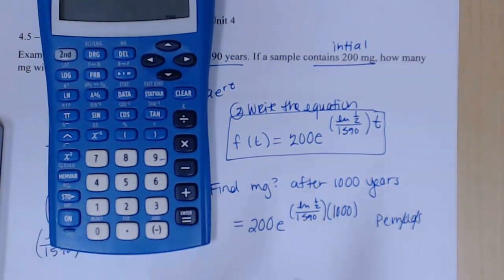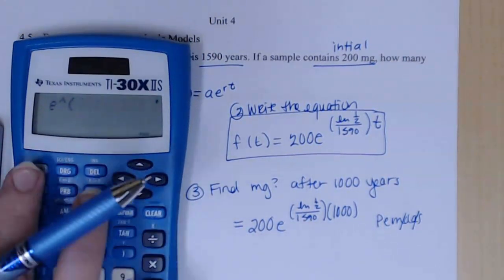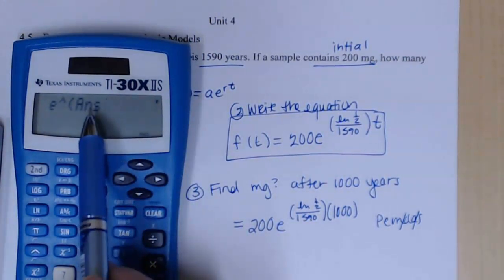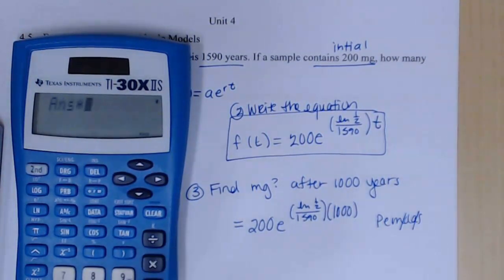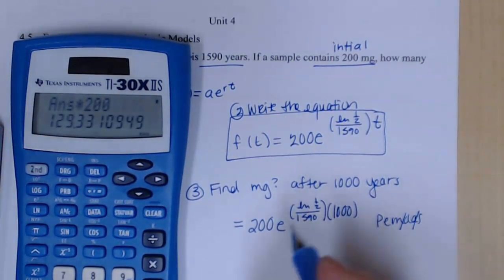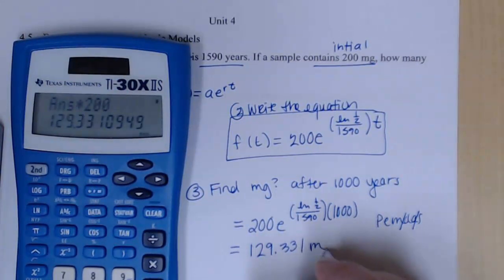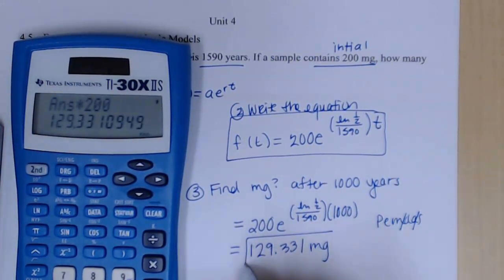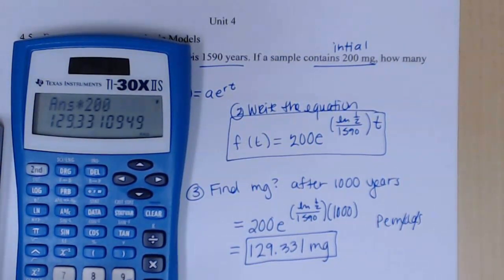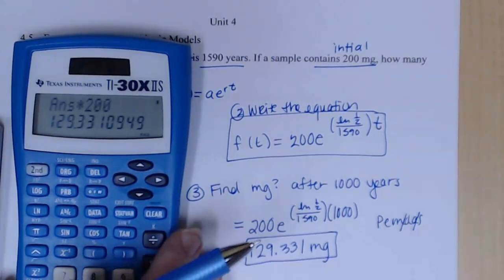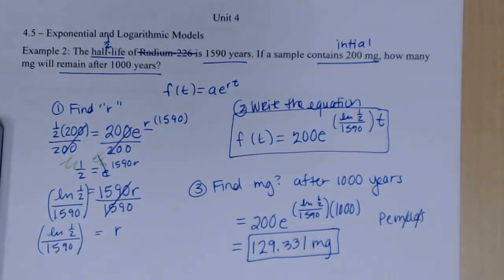And then down here, if you're using the calculator, under your negative is your ANS button, so that takes the previous answer. It's going to take my previous answer, which was all of this piece, and put it to the E power times 200. So I get 129.331 milligrams. Make sure you follow the instructions and round appropriately. I will count off for not rounding correctly. So you can see, go slow, work through your problem, and follow your order of operations as you go, and that'll help you the most in working this problem.